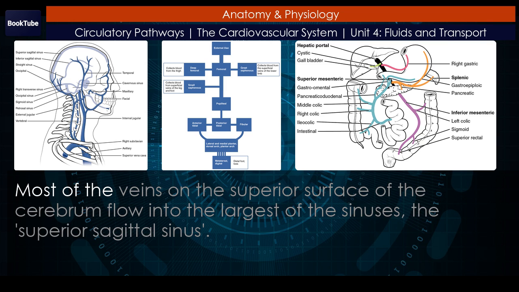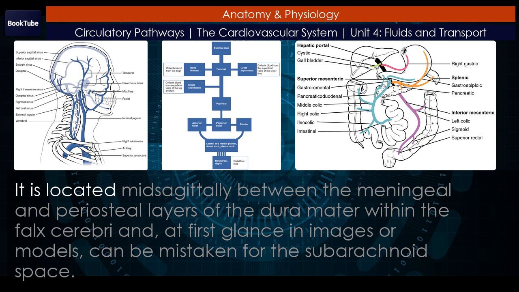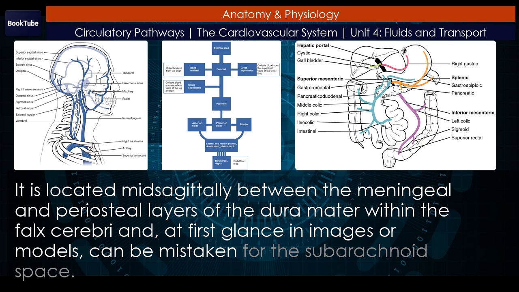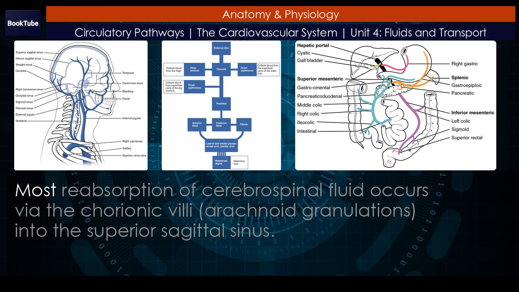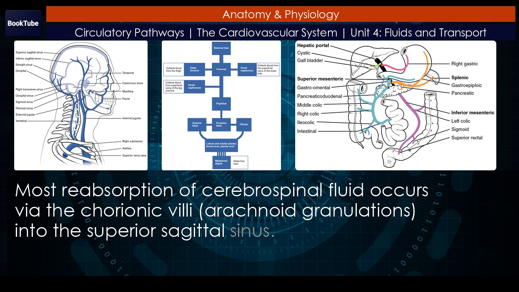Most of the veins on the superior surface of the cerebrum flow into the largest of the sinuses, the superior sagittal sinus. It is located midsagittally between the meningeal and periosteal layers of the dura mater within the falx cerebri and, at first glance in images or models, can be mistaken for the subarachnoid space. Most reabsorption of cerebrospinal fluid occurs via the arachnoid granulations into the superior sagittal sinus.